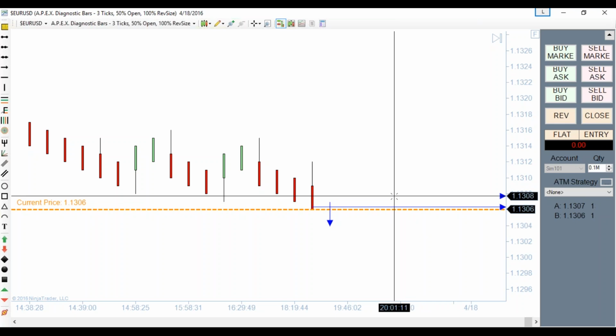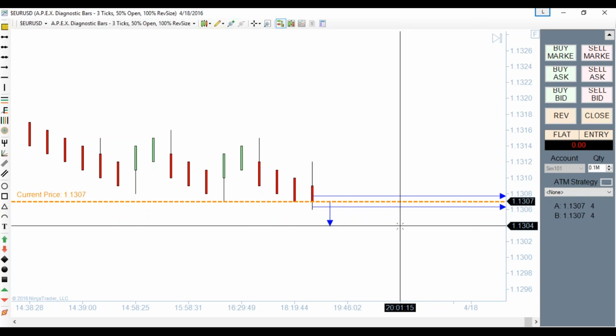The spread I got into at 1308 went down to 1304, went down 4 pips. How much did I lose on my spread? $4. Some light bulbs going off there.